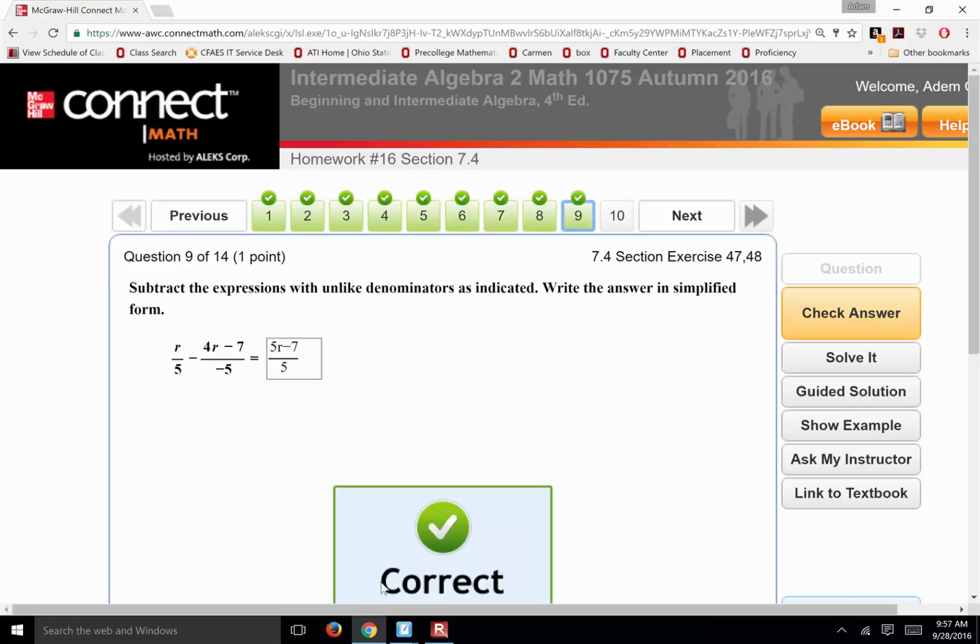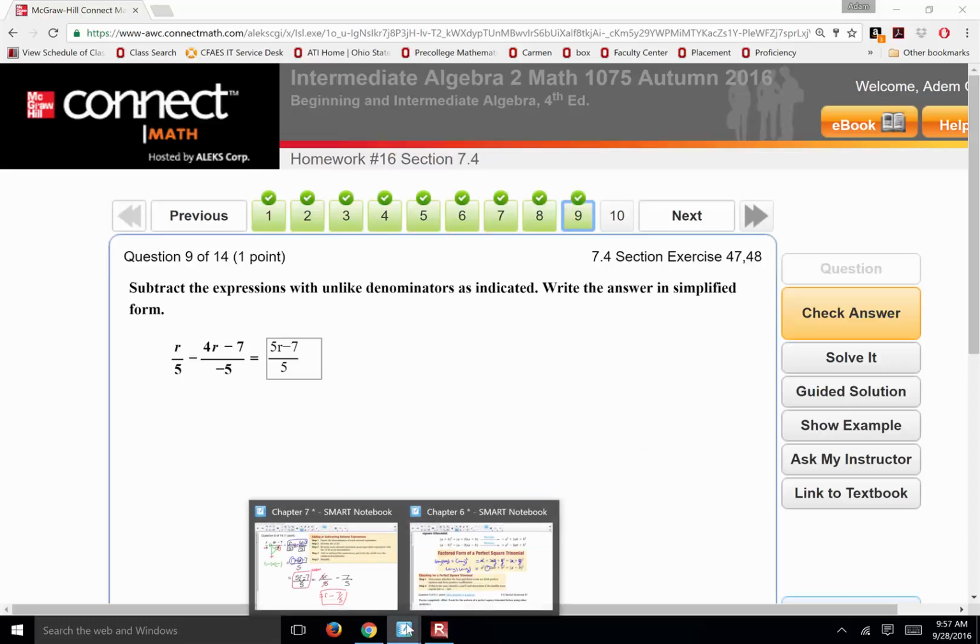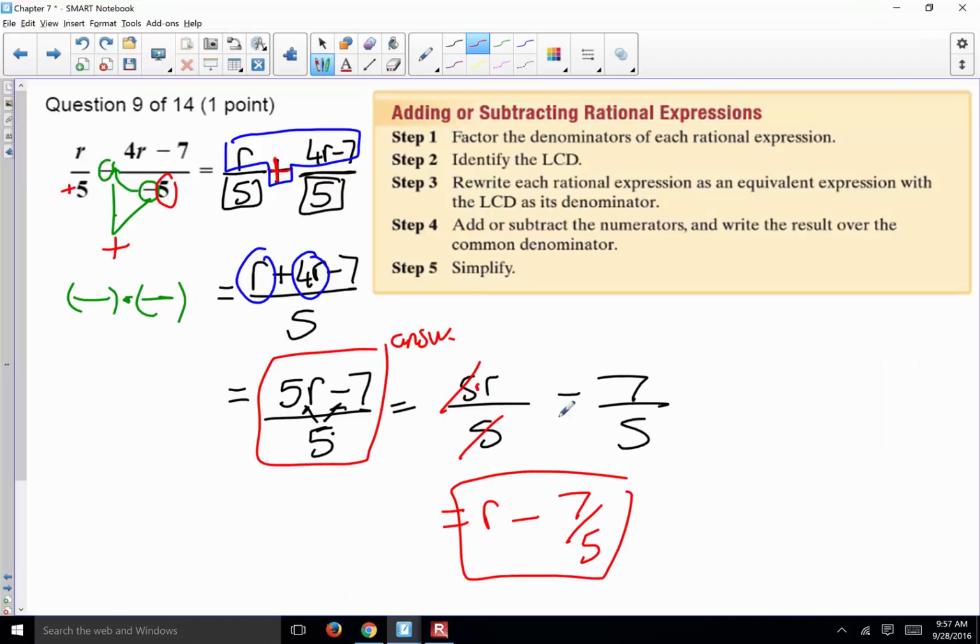It liked this one better. Okay, don't split apart. Don't do this. It's correct, but it didn't like it. Stop here. If it's not factoring, don't break it apart. Any questions?